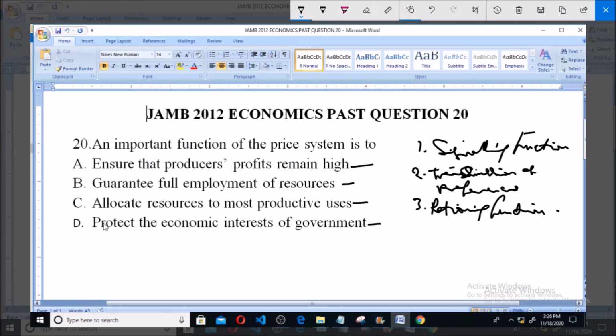So from this, option D, which says protect the economic interests of government, is the right option.